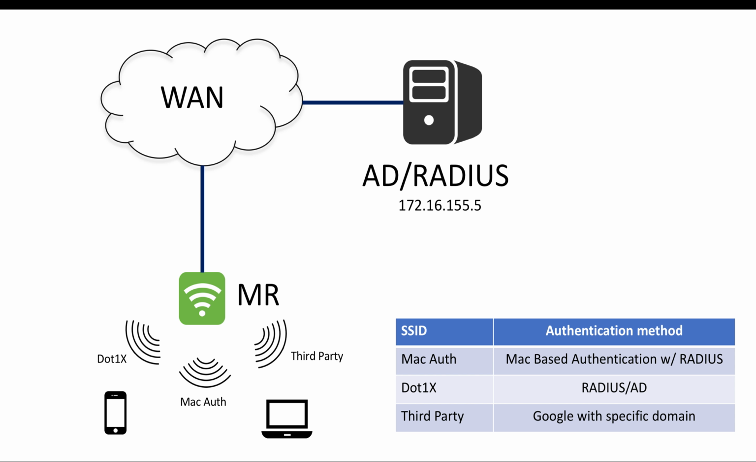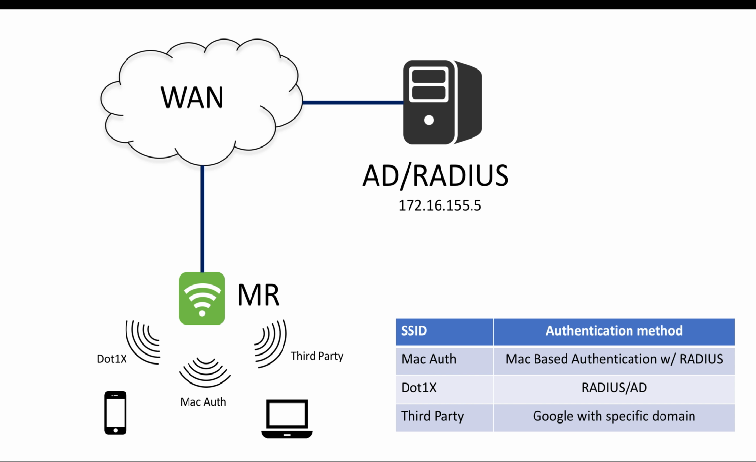Second will be traditional 802.1X. We use a RADIUS server to verify username and password and certificate and then allow access. And then we're going to use third-party authentication. We're going to use Google with a specific domain, and of course, allow access once you put the right credentials there.